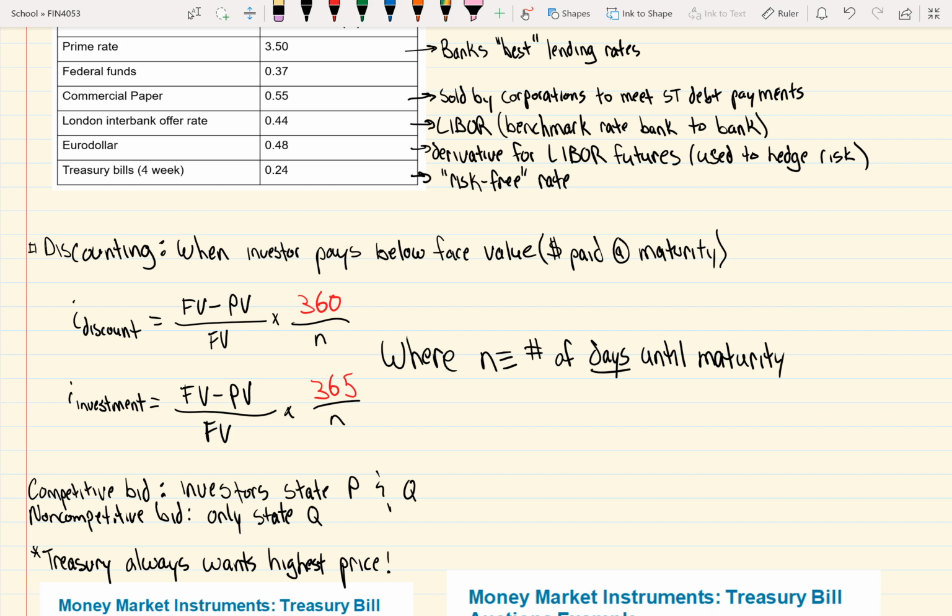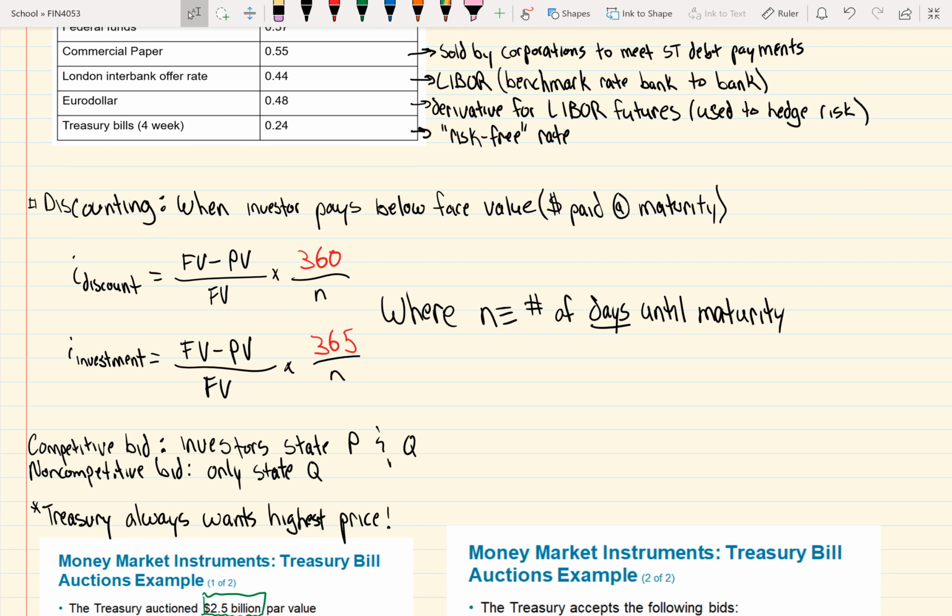For a discount, if a question asks you for the discount rate, it's 360 days divided by n. But if it's the investment rate, it's 365 days. So it's just a subtle difference. But if you were asked that question in a test or a quiz, that could be enough to throw you off of the correct answer. So please remember these two. Just a very small difference, where n would be the number of days until maturity. Questions may ask, I saw one at the end of the book that asks you about the investment rate, and then what that return would be in terms of a discount rate instead. So it's just that 5-day difference.